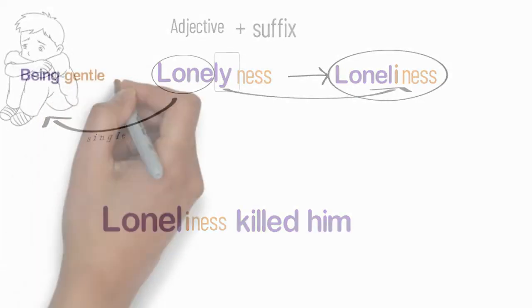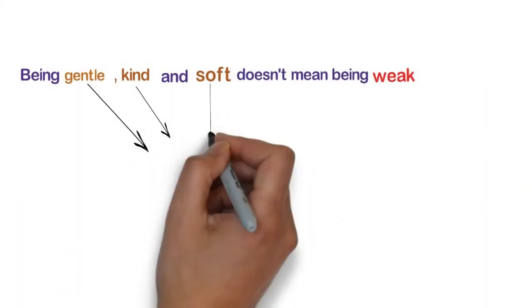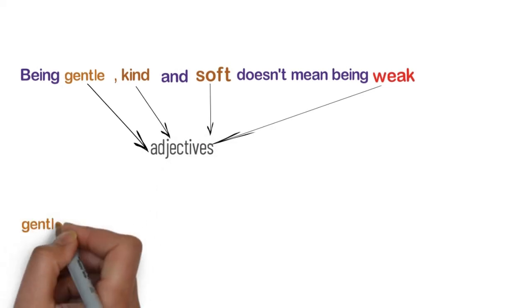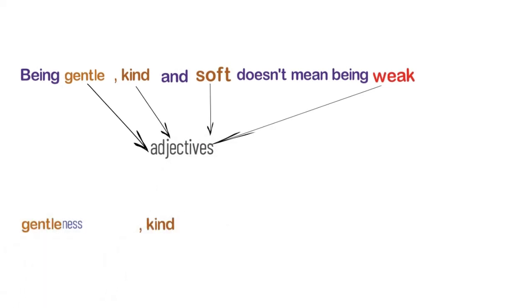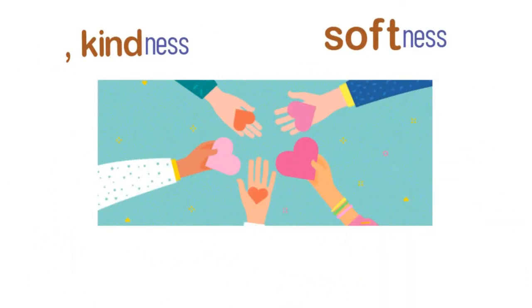Being gentle, kind, and soft doesn't mean being weak. The adjectives gentle, kind, soft, weak turn to gentleness, kindness, softness, weakness when you add the suffix ness. These nouns mean the state or quality of being gentle, kind, soft, or weak.